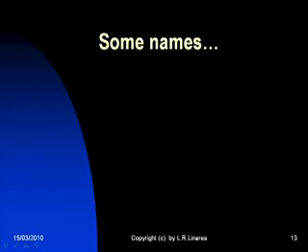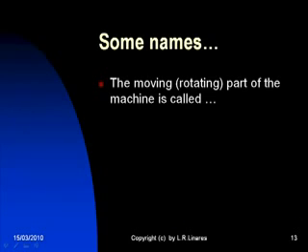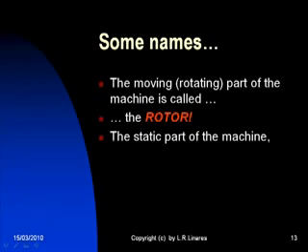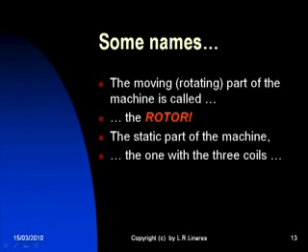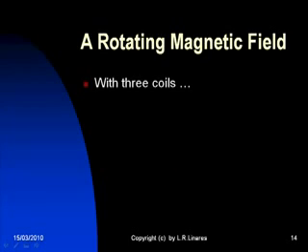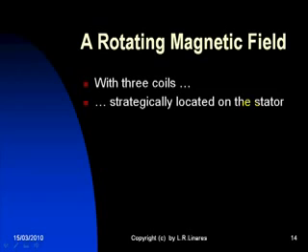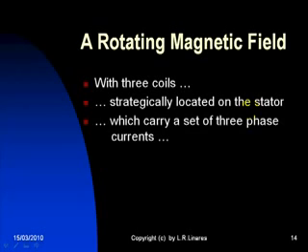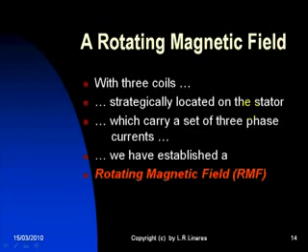Let's see some names. The moving part of the machine is called the rotor. The stationary part, the part with the three coils, we call the stator. So we have three coils strategically located on the stator and carrying a set of three-phase currents, and with that we have established a rotating magnetic field. That is correct, an RMF.